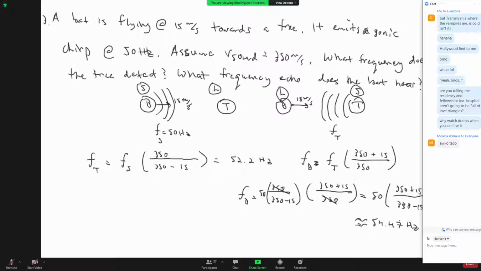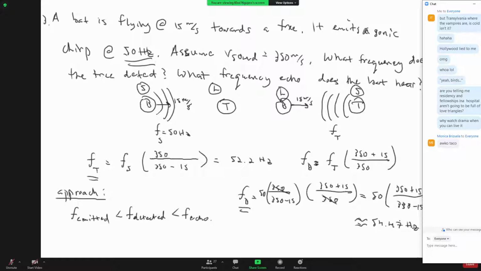I'm not worried so much about the numbers, but what I want you to notice is that when things are approaching each other, so when you have approach of the source of a sound and the listener, the frequency emitted is less than the frequency detected, which is less than the frequency of the echo. The echo is that sound wave that hit the tree and bounced back. Okay? So this is the echo. The bat is the echo. The tree was the detected, and the emitted was the 50 hertz in your problem. Okay?